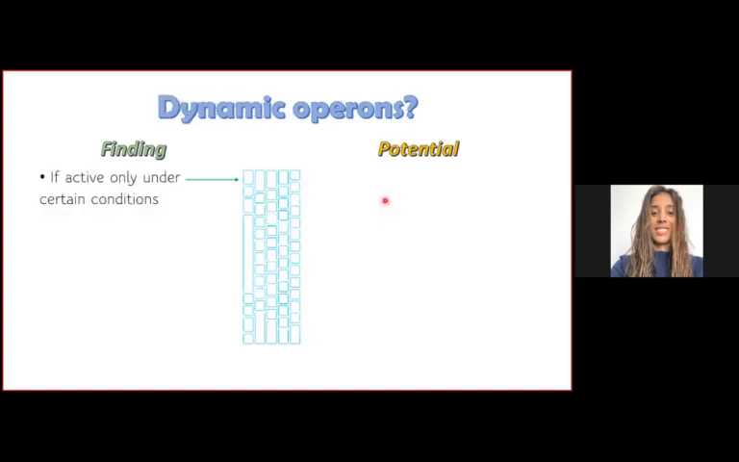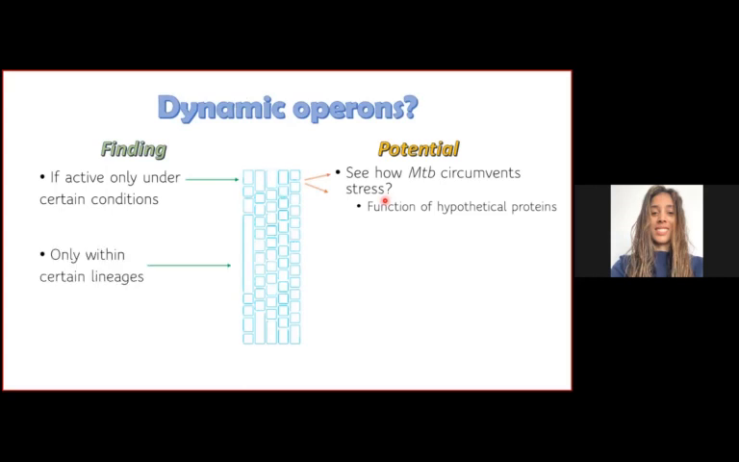Similarly, if they are always changing, longer or shorter, and certain genes of an operon are only active under certain conditions, then we could, for example, see how MTB is using those genes, especially if ones are added to circumvent the stress, or even assign functions to hypothetical proteins. If they are changing in a lineage-specific way, that's also useful. We can see how they are changing their virulence or pathogenicity in regard to the lineage.